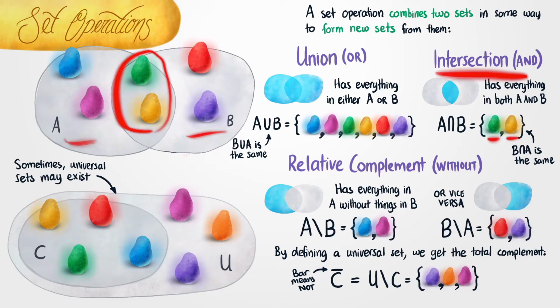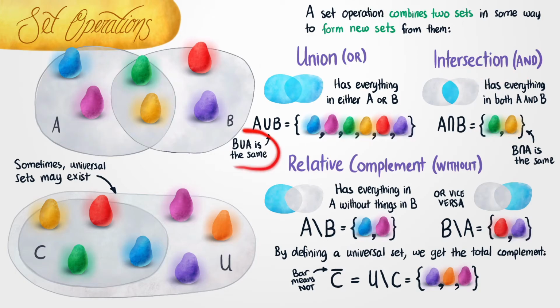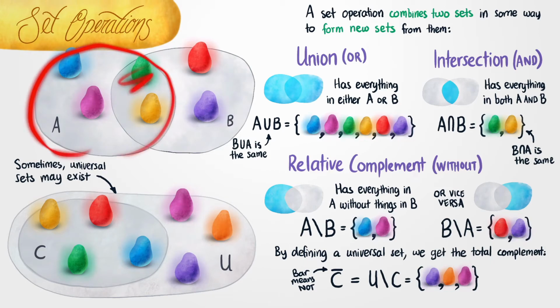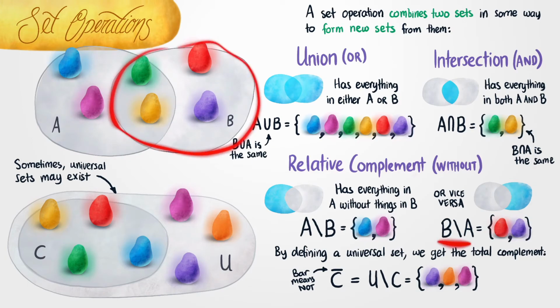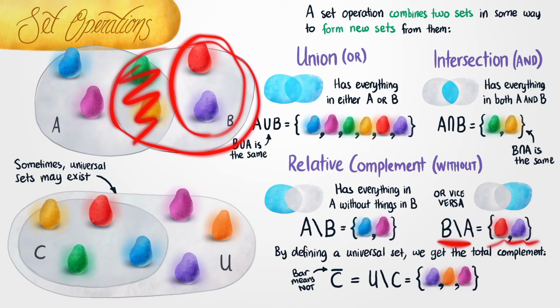We said that A or B is the same thing as B or A, and A and B is the same thing as B and A. But then we also defined the relative complement, which does not have this property. A without B is not the same thing as B without A. We said that you can form A without B by starting with everything in A and then removing the things in B. So you're only left with the blue and the pink jelly beans, as you see here. On the other hand, B without A tells you to start with B and then remove the things in A. So therefore, you're only left with the red and purple jelly beans, as you see here.